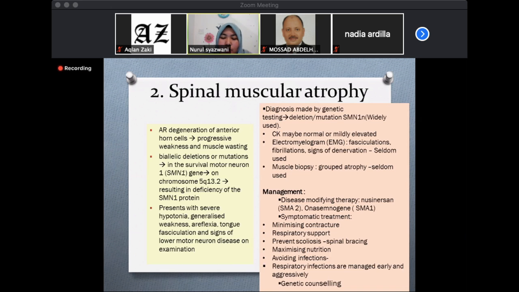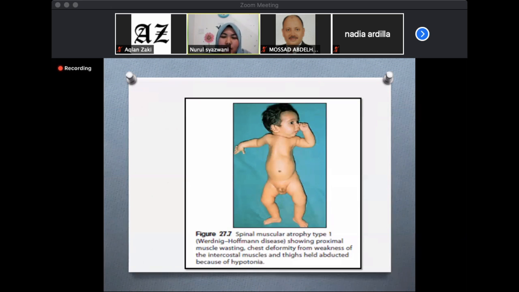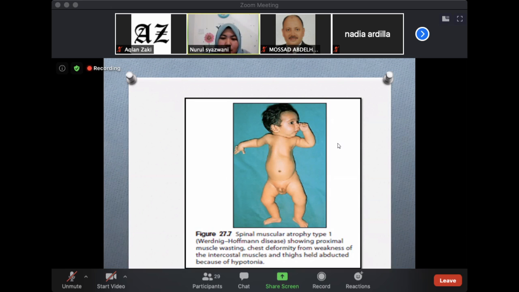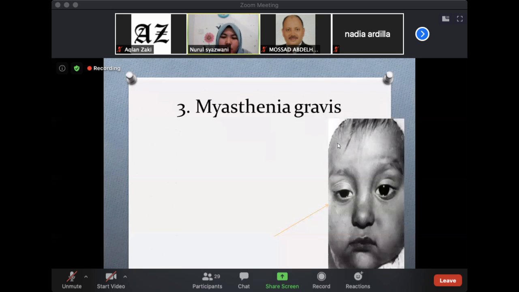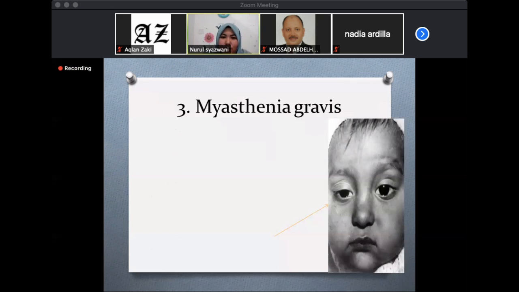And also the important one is genetic counseling. Okay. So this is the picture of spinal muscular atrophy type 1, which is called Werdnig-Hoffmann disease, showing proximal wasting. This patient has a chest deformity from weakness of the intercostal muscles, as you can see at the upper part of the intercostal side. Okay, move on to myasthenia gravis.